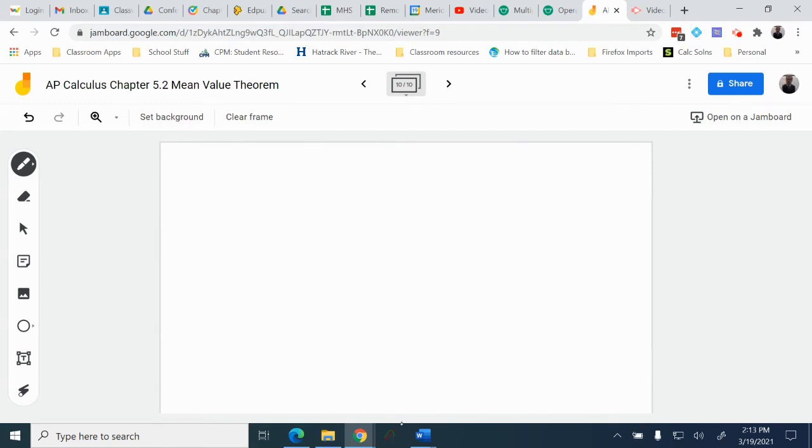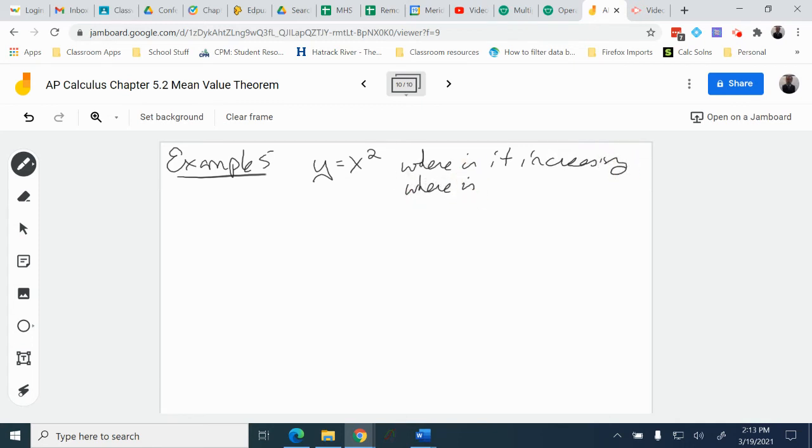Let's look at an example of why we care. So example 5, here we've got y equals x squared. Where is it increasing and where is it decreasing? We already know the answer to this. Increasing to the right of 0, decreasing to the left of 0.